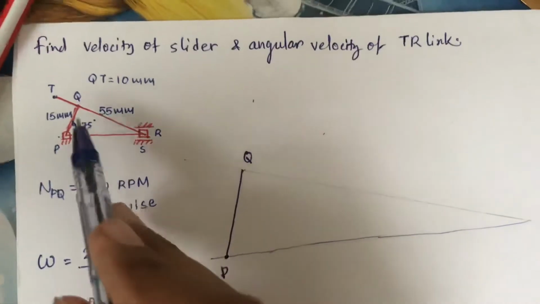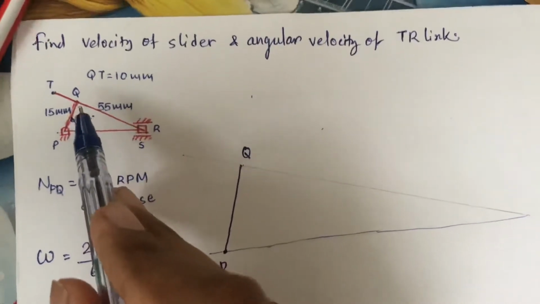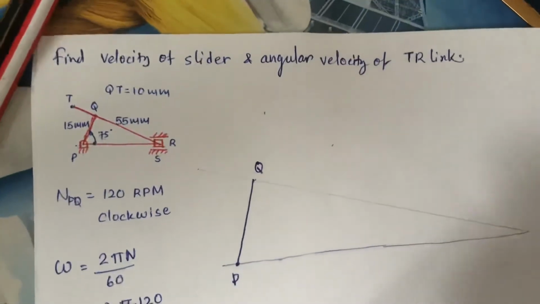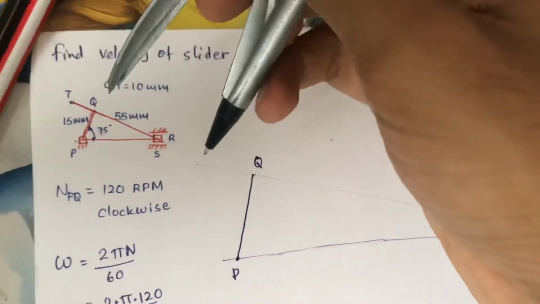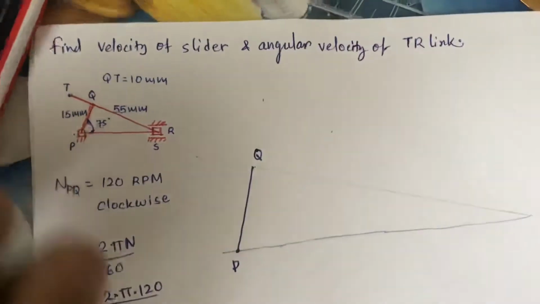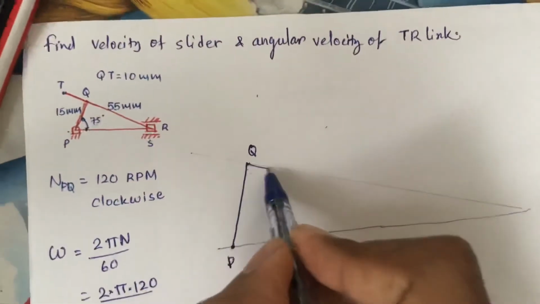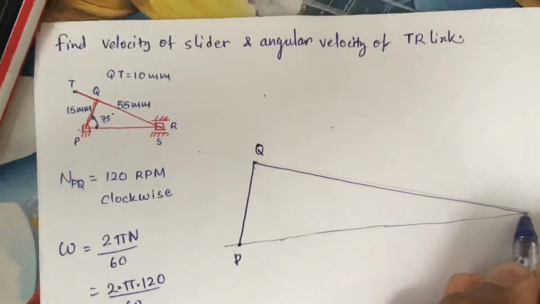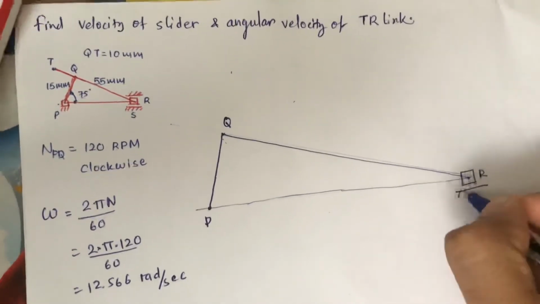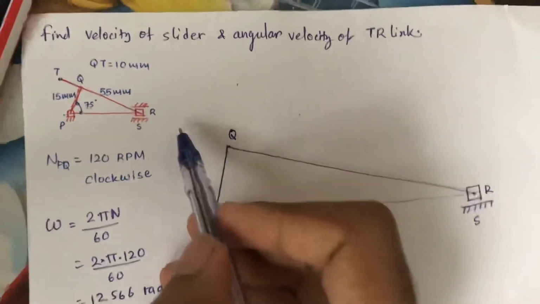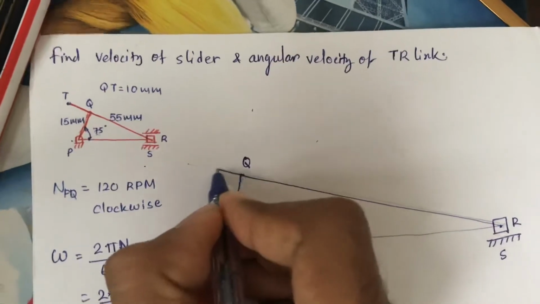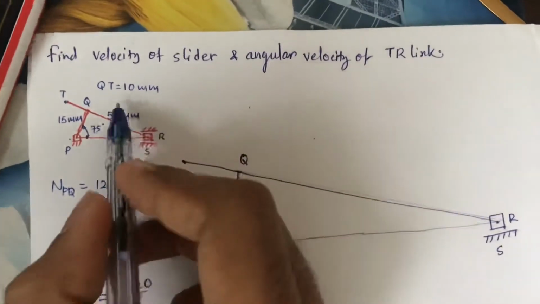For the location of 55, the Q point we have. So QR is 55. So make a radius of 55 mm using a rounder. This one is a radius of 55 mm. From Q, draw an arc on the horizontal line, which is the slider. So according to my appropriate scale, here it is the slider R, and the base of the slider is given as S in this diagram. The extended link of QR on the Q side represents 10 mm.